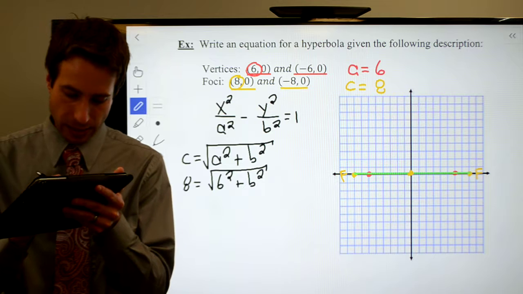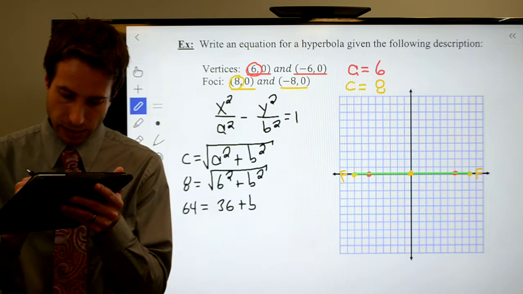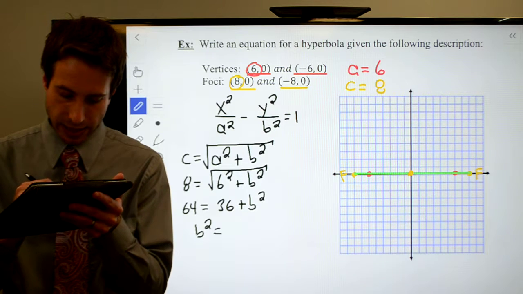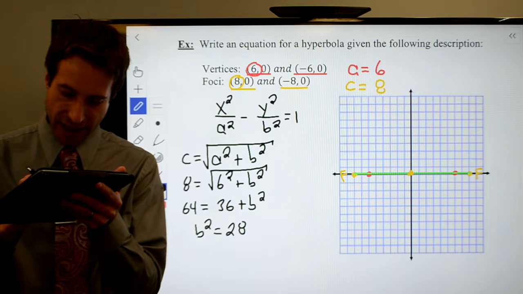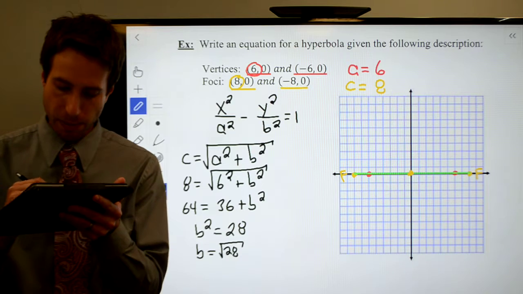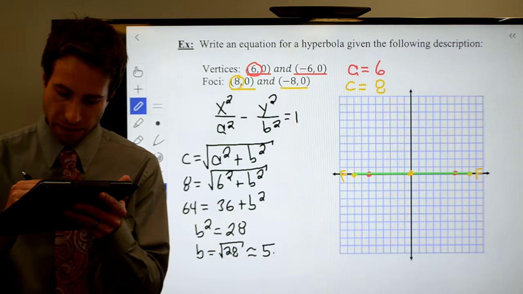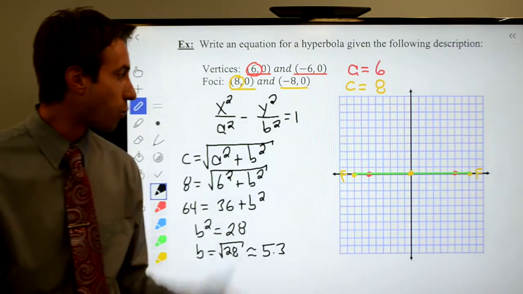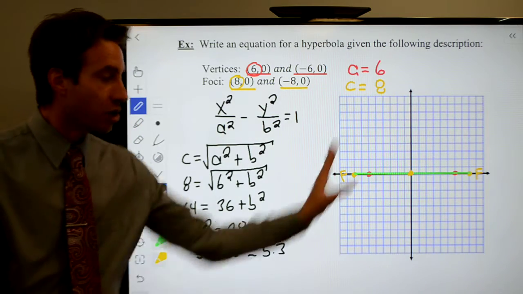Let's see, 8 squared, that's going to be 64. 6 squared, that's going to be 36. 64 minus 36 is 28. Alright, so to get b, I'd have to take the square root of 28, which is not a perfect square. So my calculator tells me it's approximately 5.3. Approximately 5.3.